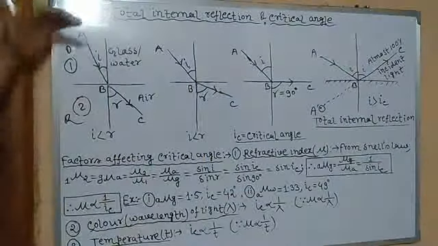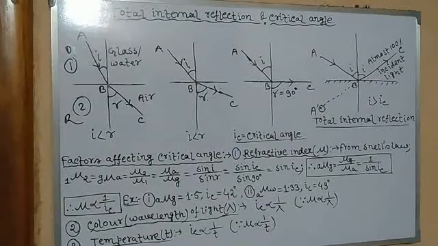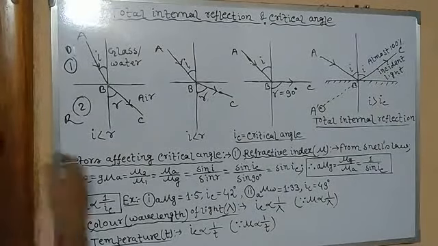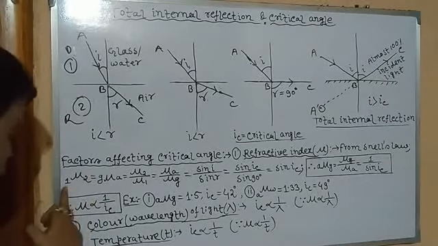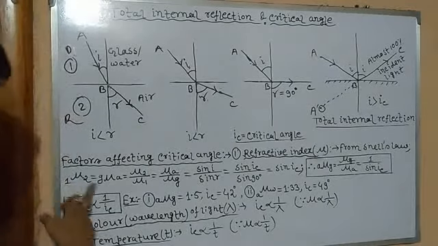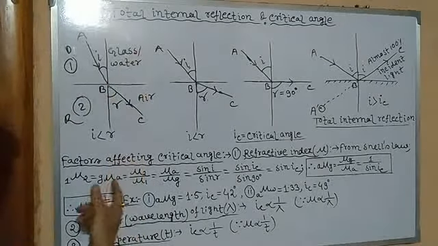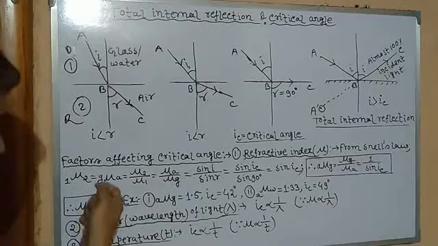Now from Snell's law, look at the picture, medium 1 and medium 2. So from Snell's law, what do we know? This 1 mu 2 means the refractive index of the second medium with respect to the first medium. Since our first medium is glass or water, we have taken it here as glass.